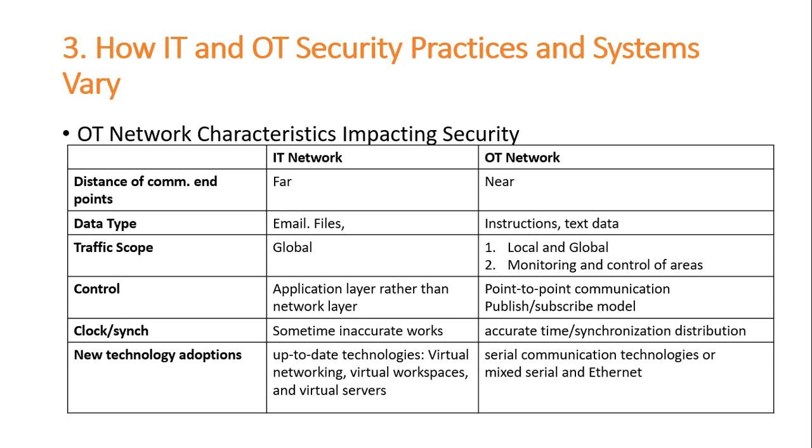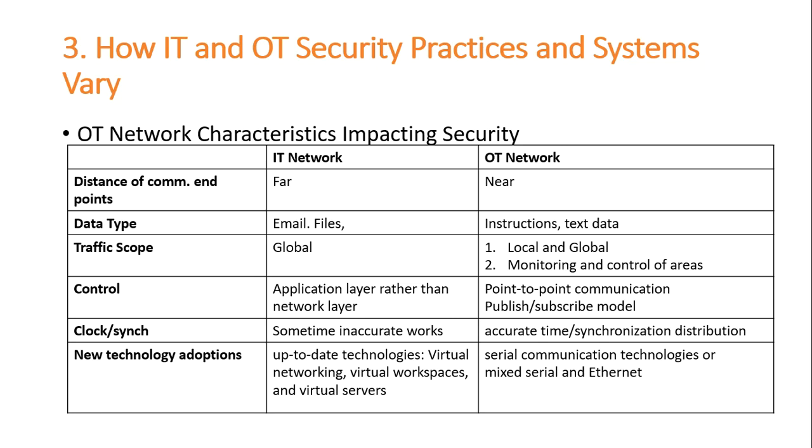And what are the different types of files we can use in IT? It may be email files as well as multimedia content. But in the OT network, we use instructions and text data. We use instructions for the machines to operate automatically, and text data is used for the specification of a particular machine's working principle.